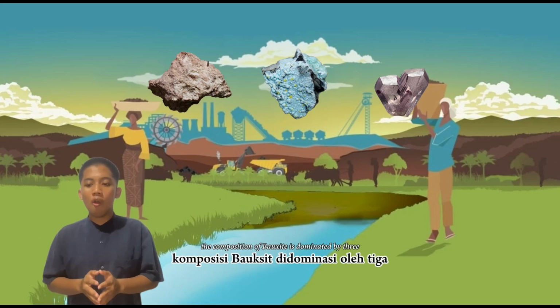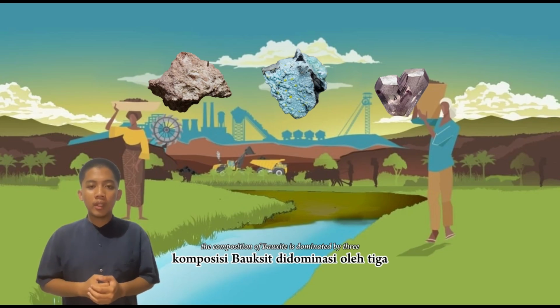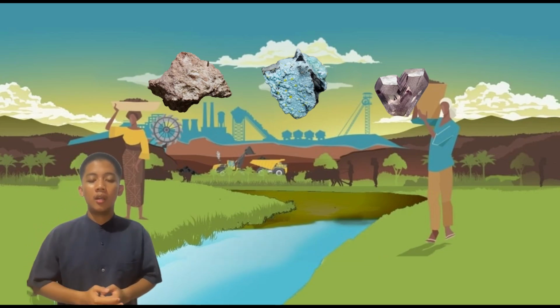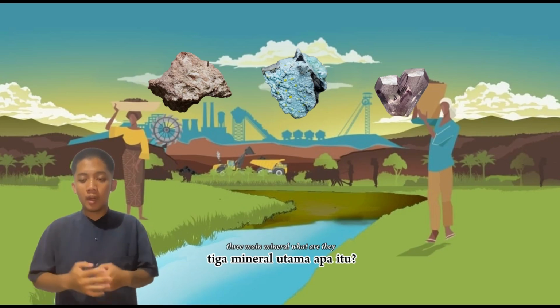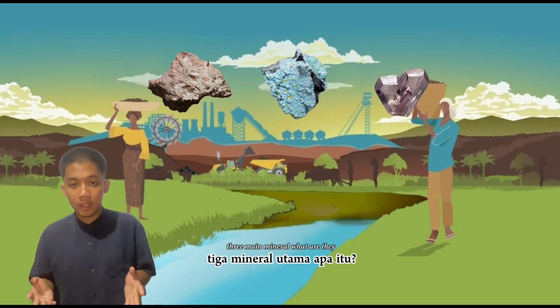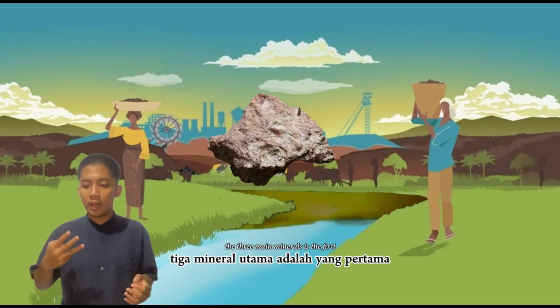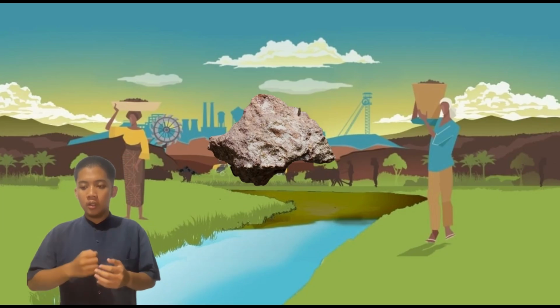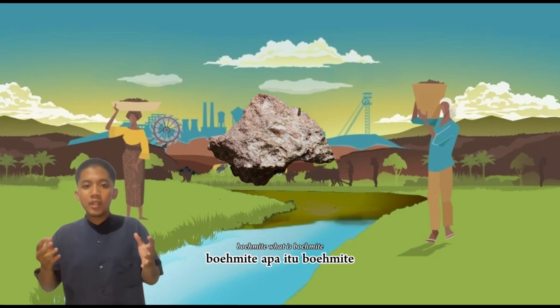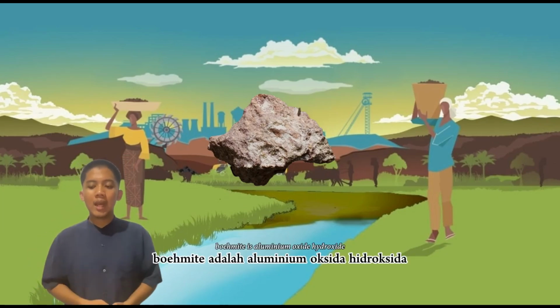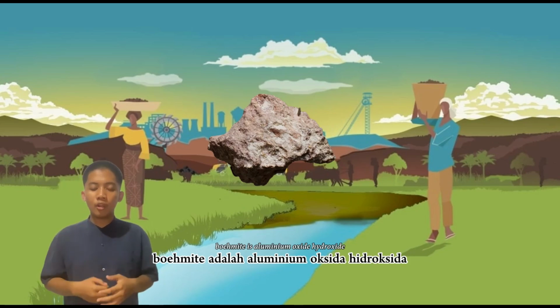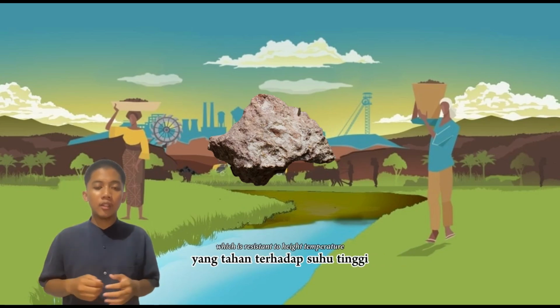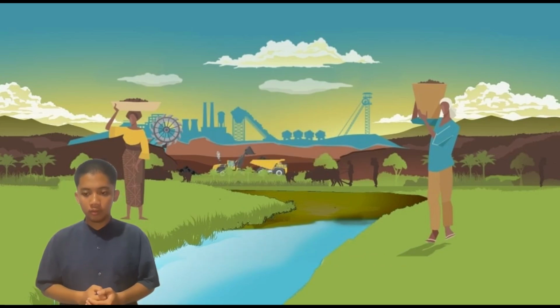The composition of bauxite is dominated by three main minerals. What are they? The three main minerals are, the first, boehmite. What is boehmite? Boehmite is aluminum oxide hydroxide, which is resistant to high temperature.